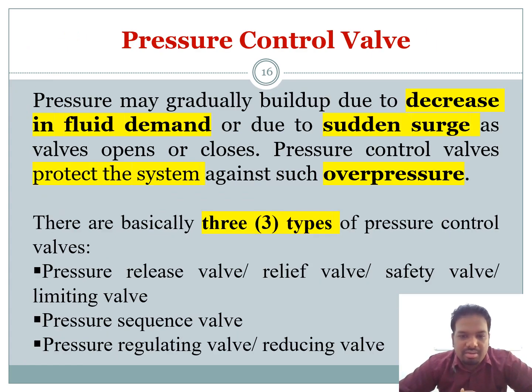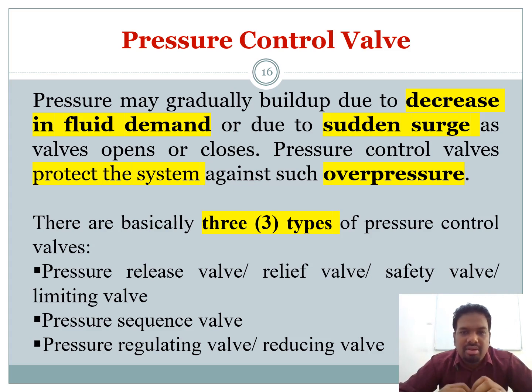Okay, we move to the third type of valve. We call it a pressure control valve. Pressure control valve is actually to decrease the fluid demand, or sudden surge as the valve opens or closes. So normally when your valve is actuated or started, it will have a sudden surge when the valve opens or closes. Because the compressed airflow appears suddenly, it can have a sudden surge.